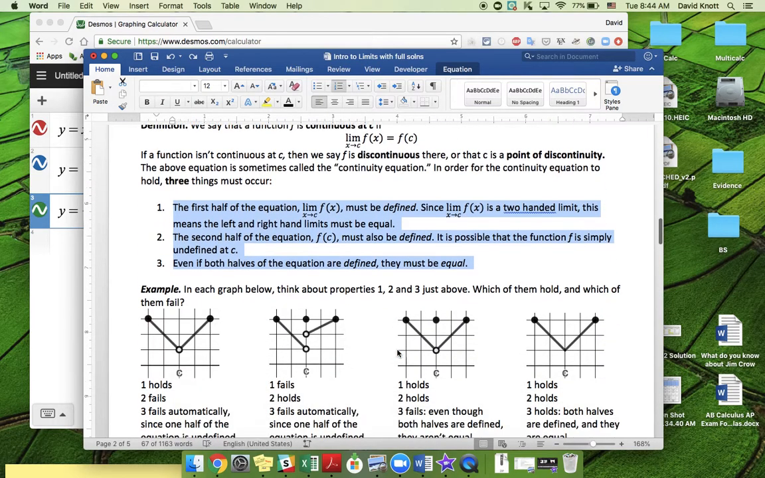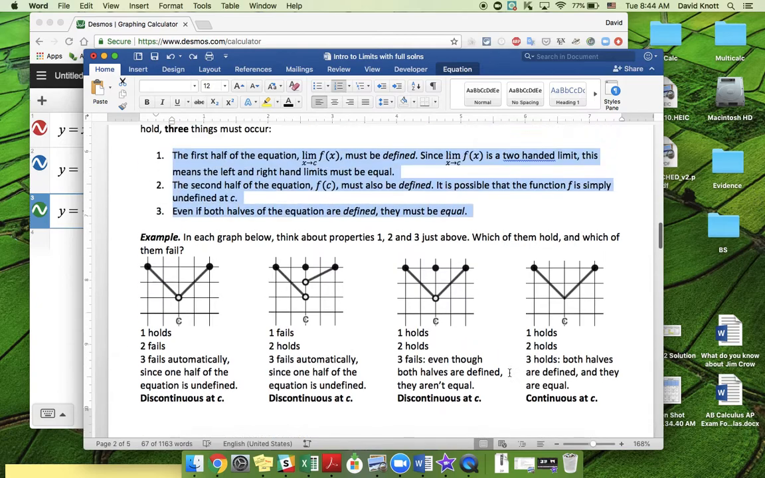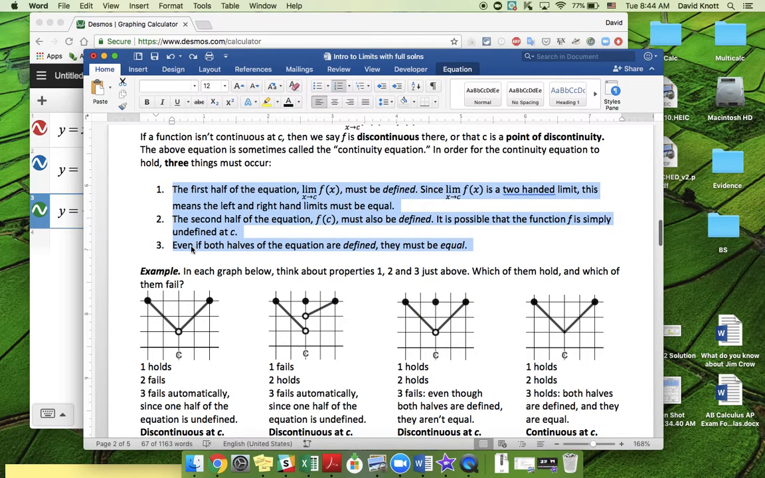Okay? And because there's a break here in the graph, because this function is obviously discontinuous at 0, one of these three things has to fail. At least one. Maybe many of them fail, right? And your job is to figure out which ones fail. So let's see. Which ones fail and which ones hold?